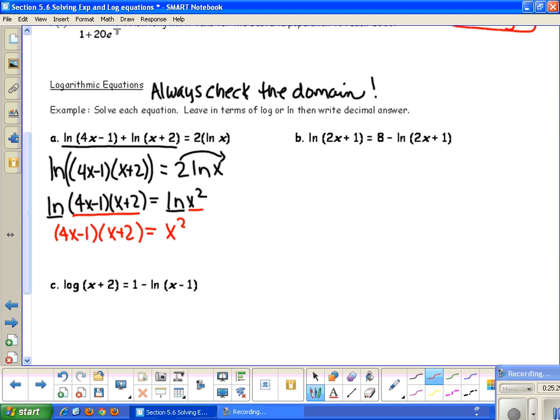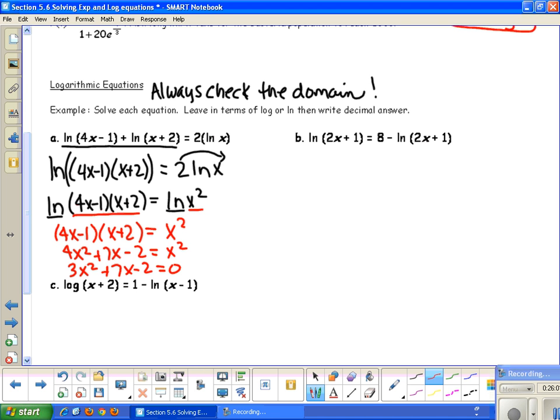So of course, in order to solve this, I'm going to have to FOIL or box out the 4x minus 1 times x plus 2. And when we do that, we get 4x squared plus 7x minus 2 equals x squared. Now, since this is a quadratic equation, we've learned how to solve these for x. There's many different ways you can solve. You can use the quadratic formula, you can factor. So I'm going to have to first set it equal to 0 by subtracting x squared from both sides. When you subtract the x squared, you get 3x squared plus 7x minus 2 equals 0.